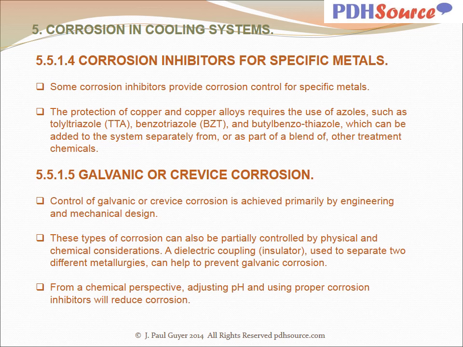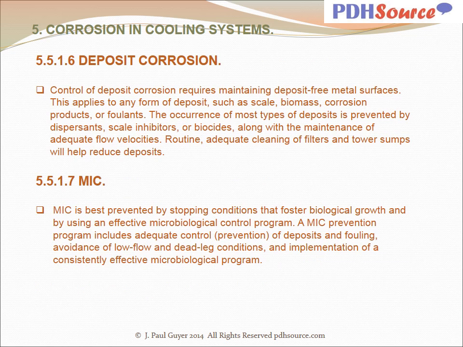Galvanic or crevice corrosion. Control of galvanic or crevice corrosion is achieved primarily by engineering and mechanical design. These types of corrosion can also be partially controlled by physical and chemical considerations. A dielectric coupling insulator used to separate two different metallurgies can help to prevent galvanic corrosion. From a chemical perspective, adjusting pH and using proper corrosion inhibitors will reduce corrosion.